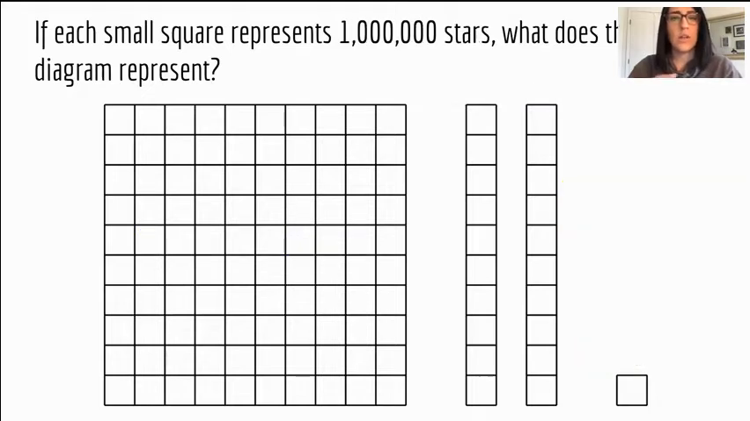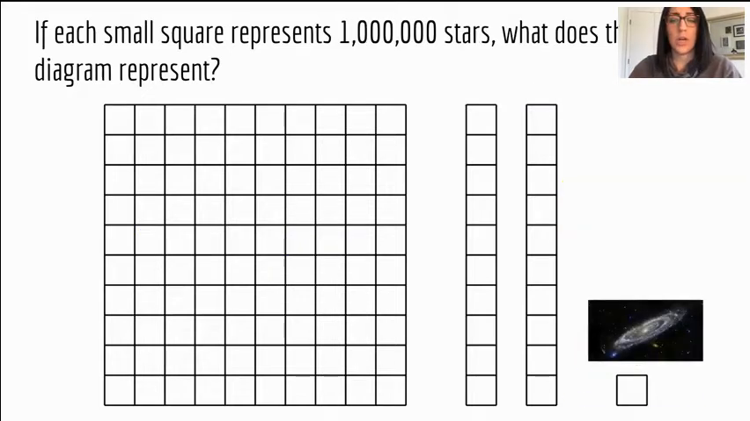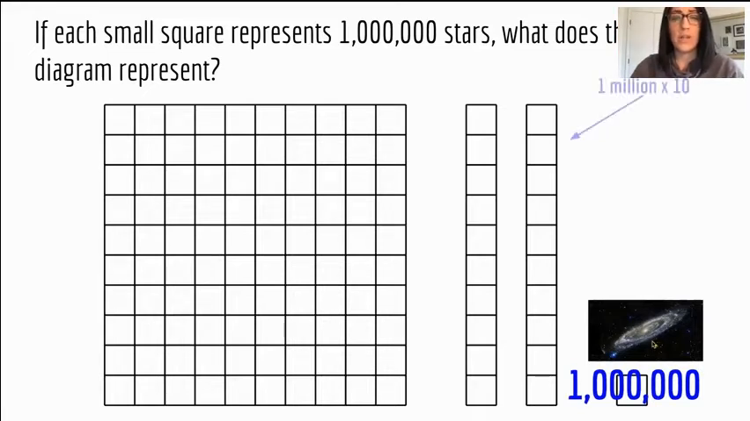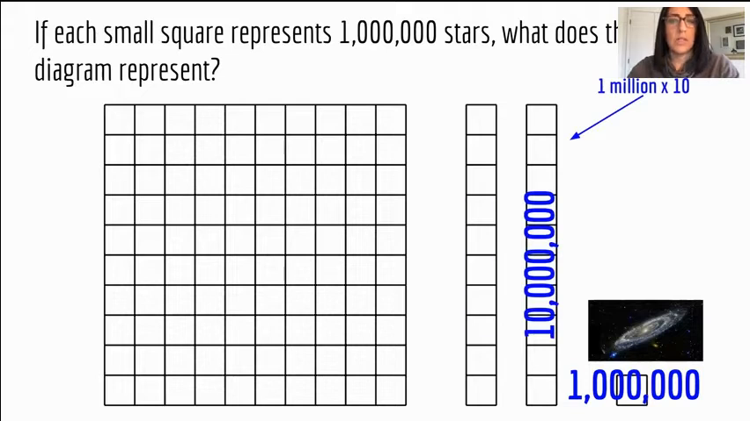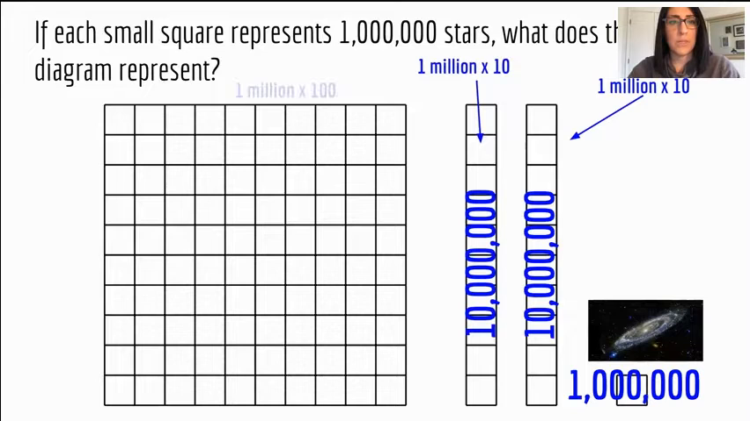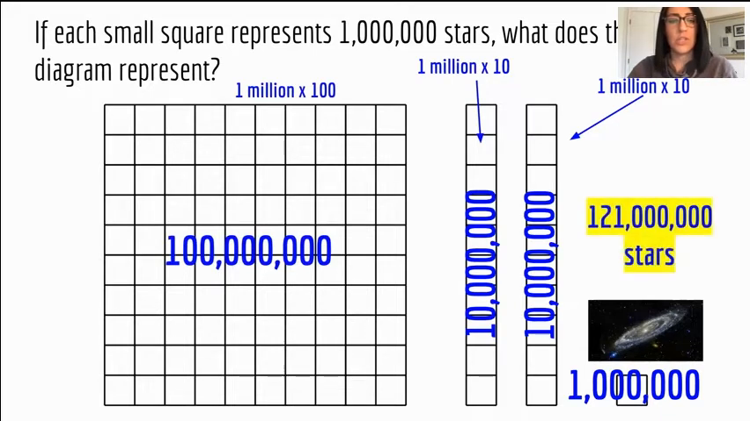Let's change this again. Let's say that the small square this time represents 1 million stars. So if the small square is 1 million stars, we know again that rectangle, there's 10 of those small squares. That would have to be 1 million times the 10 squares that make up that rectangle. So that's 10 million stars. Same thing for that second rectangle. Moving to the last representation, we now know that this is 1 million times 100 small squares. So we would say that there's 100 million here. Altogether, this entire representation would represent 121 million stars.